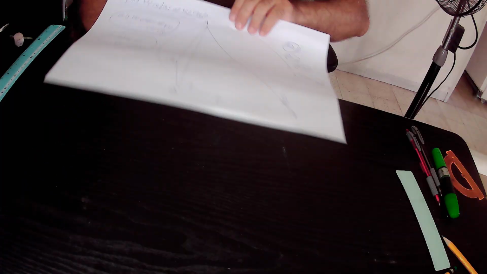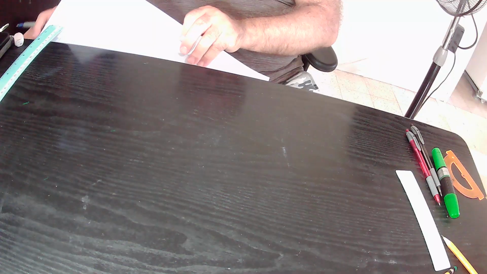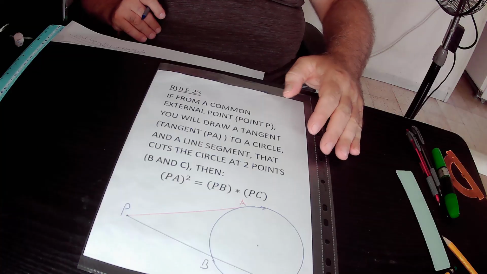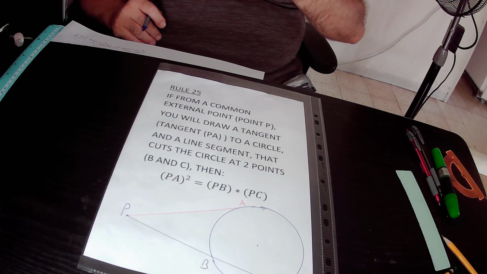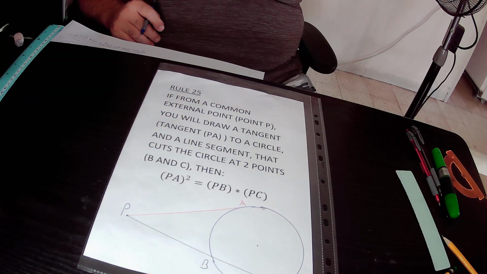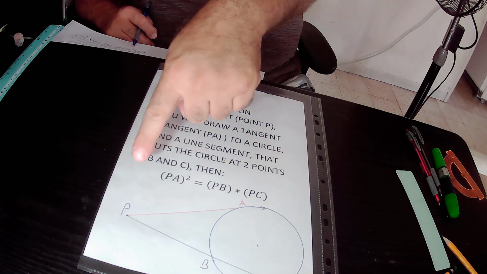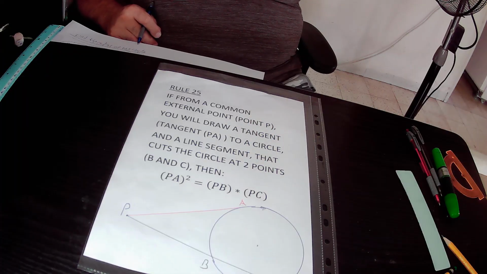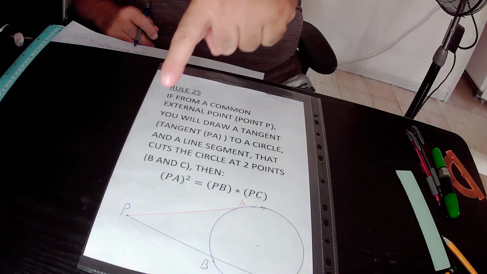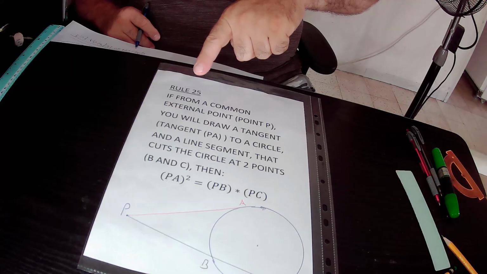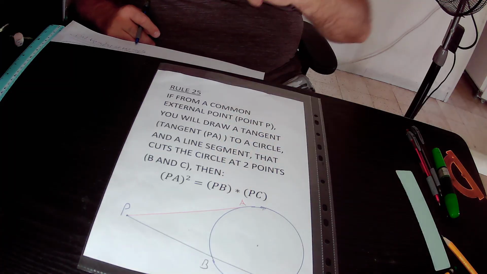So I put quickly on Rule 25. According to Rule 25, if from a common external point, that is to say from this common external point, point P, we will draw tangent PA. Tangent PA is tangent to this small circle at point A, and from the same common external point we will draw line segment PC that cuts the circle at 2 points, points B and C.